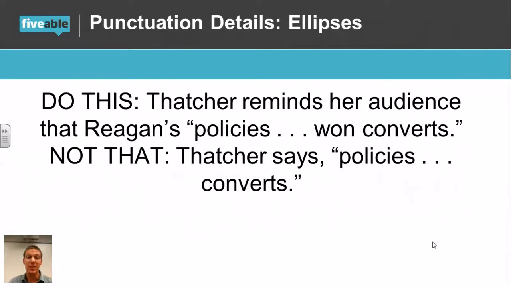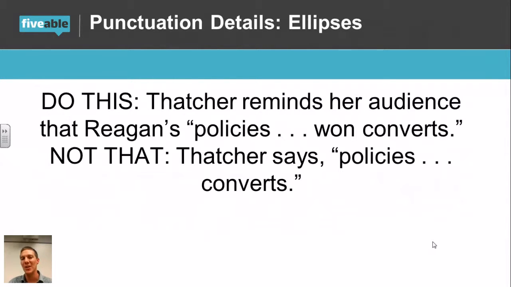Thatcher says policies converts. That does not make sense, right? So we know that you're quoting policies, blah, blah, blah, whatever that sentence is. But it has to still sound fluent, right? Thatcher says policies converts does not sound fluent.